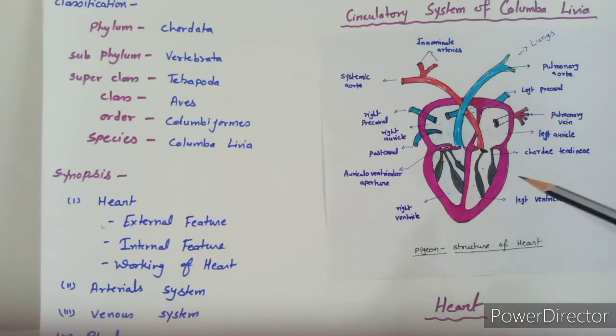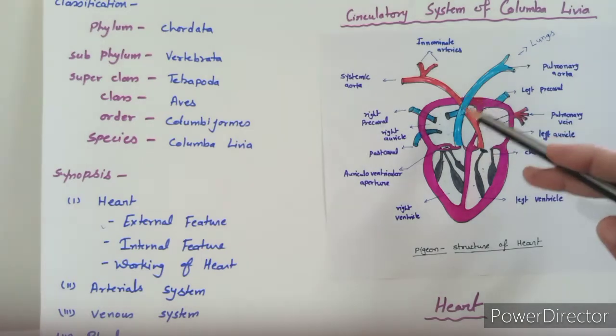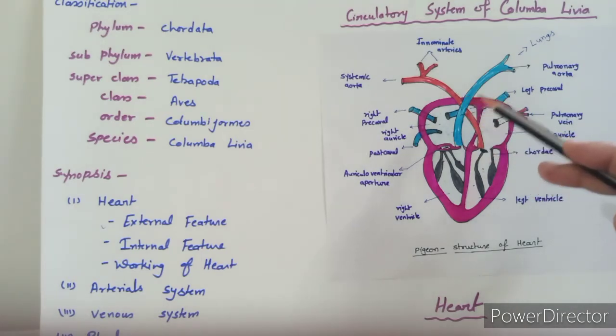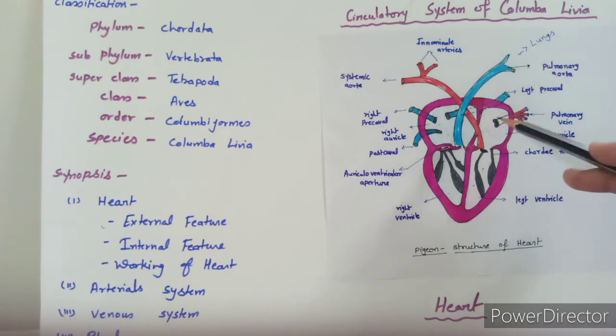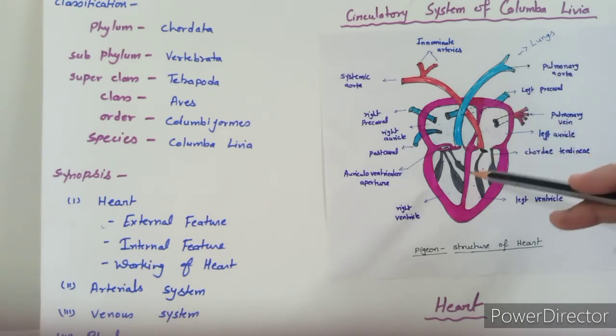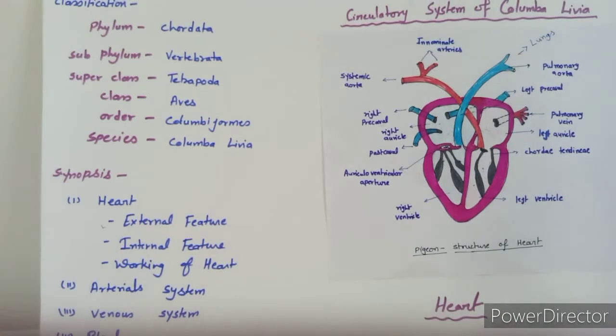In pulmonary circulation, the right auricle pumps venous blood, meaning deoxygenated blood, into the lungs through the pulmonary aorta, and oxygenated blood from the lungs is returned into the left auricle through the four pulmonary veins. And when we talk about systemic circulation, the left ventricle sends blood into the right aorta.